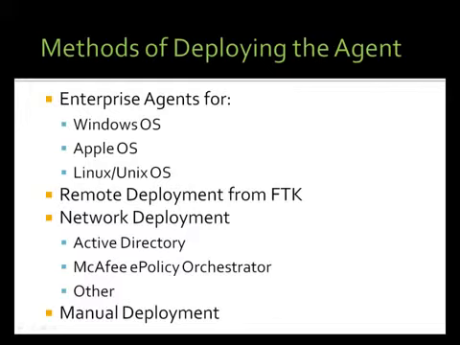Now, there are several ways we can deploy that agent. One is through FTK. We can push the agent from our machine and move it to that remote computer. For network deployment, we can use the Microsoft Active Directory, the McAfee ePolicy Orchestrator, or any of the third-party software management utilities. And finally, through manual installation, we can manually install the agent executable and the required public certificate key on that remote machine.